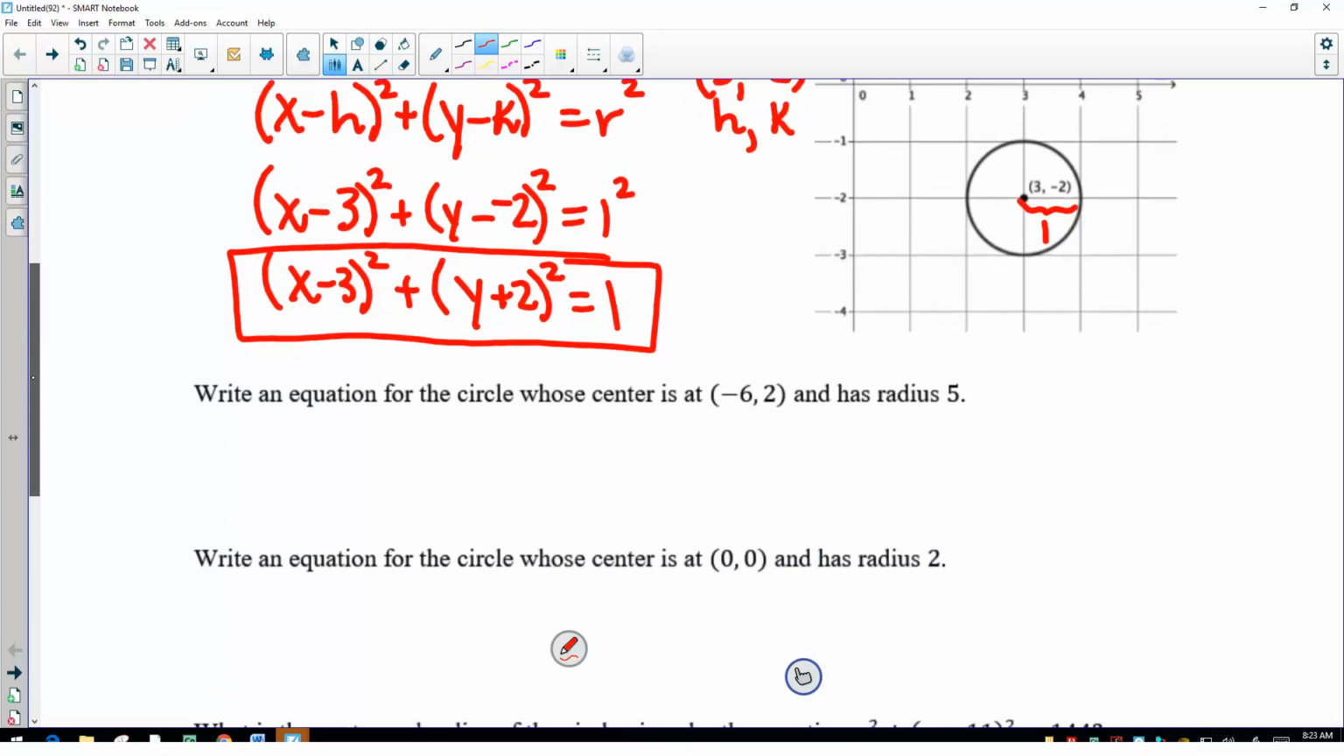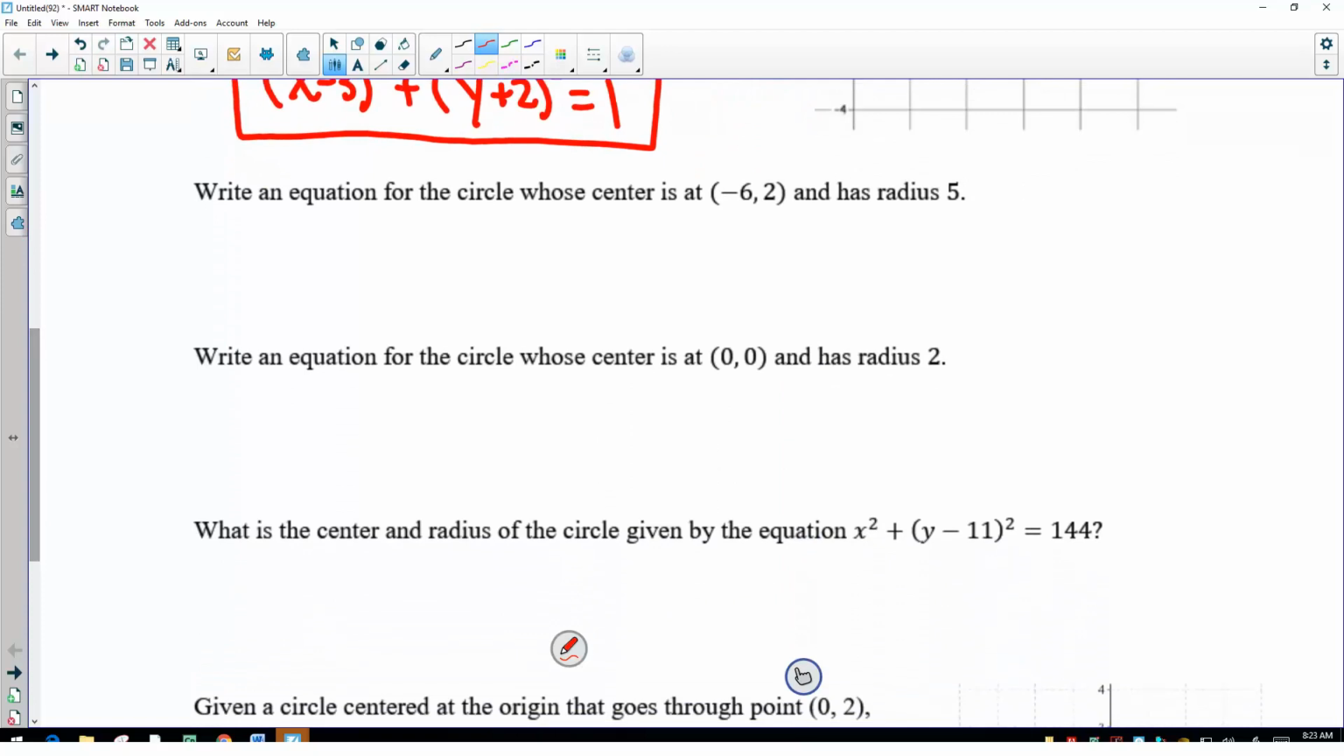Okay, we'll try another example. Same thing, I'm going to write the formula out first. So I have x minus h squared plus y minus k squared is equal to the radius squared. So they've given us a center for the circle at -6, 2. So again, -6 is the h value, 2 is the k value, and it has a radius of 5, so we know that that's going to be your r value.